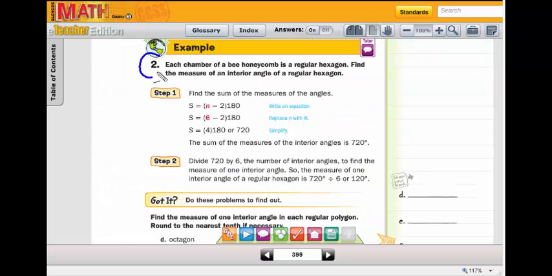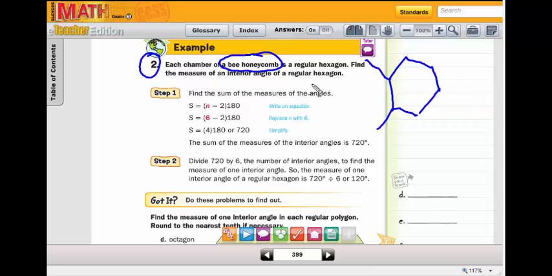All right, let's take a look at problem number 2. Each chamber of a bee honeycomb is a regular hexagon. So in other words, it's going to have 6 sides, like so, roughly like that. And then, of course, the next one is over here, etc. You've probably seen this. They call it honeycomb. Find the sum of the measure of angles.